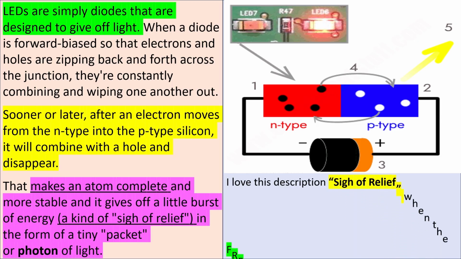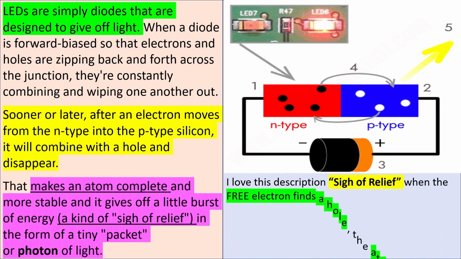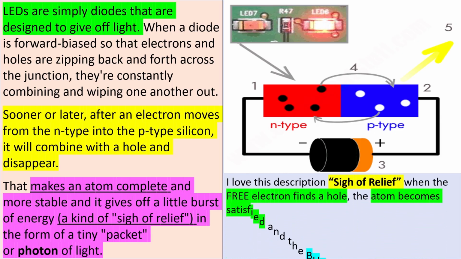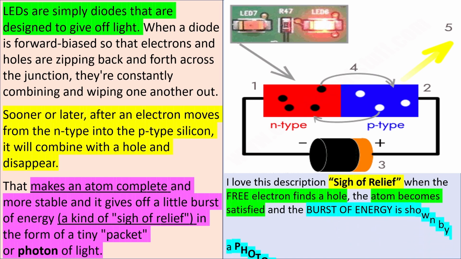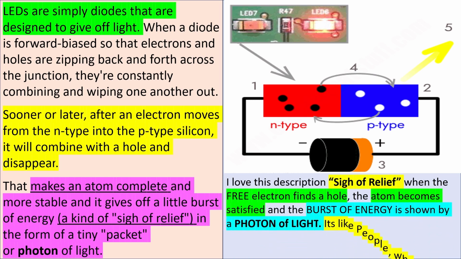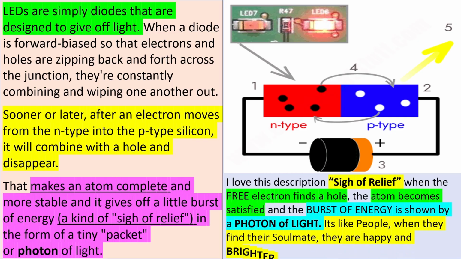I love this description, the sigh of relief. When the free electron finds a hole, the atom becomes satisfied and a burst of energy is shown by a photon of light. It's like people, when they find their soulmate, they are happy and brighter.